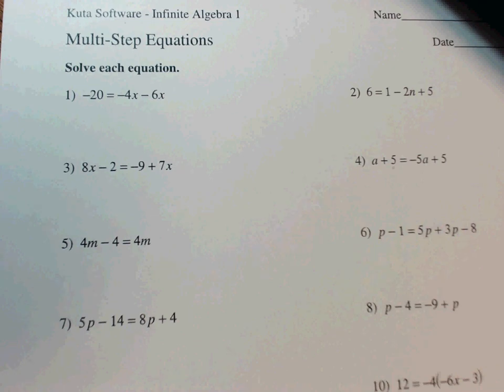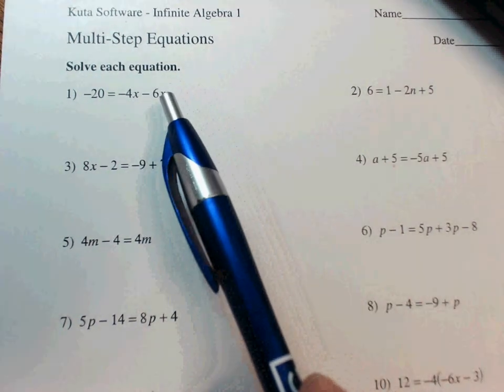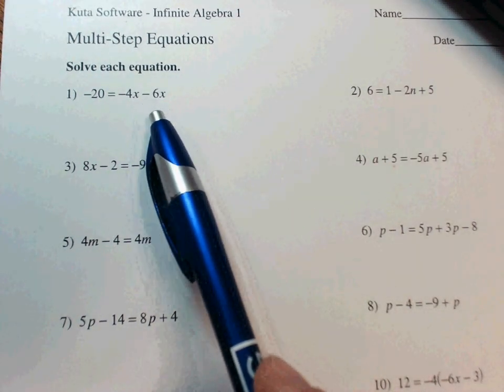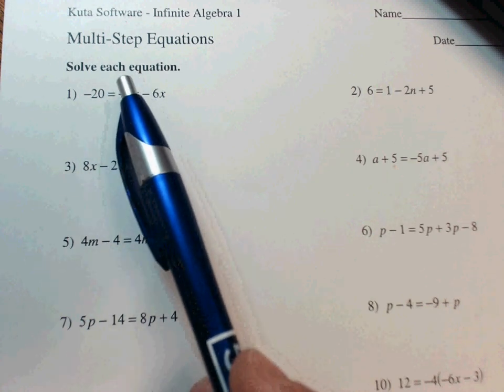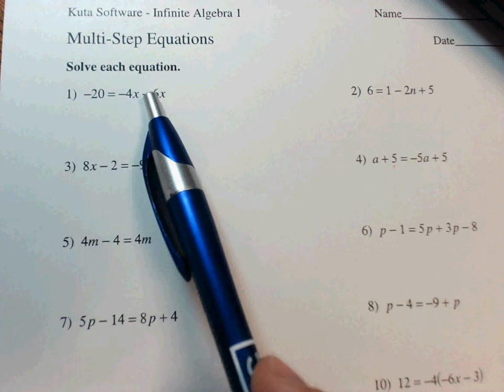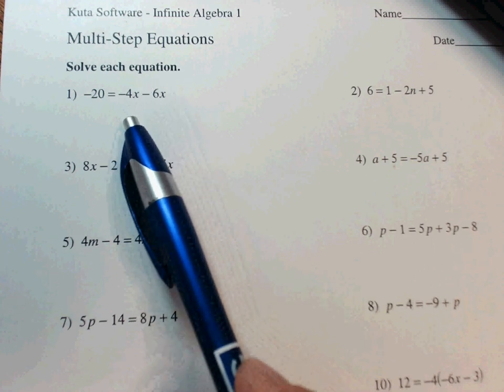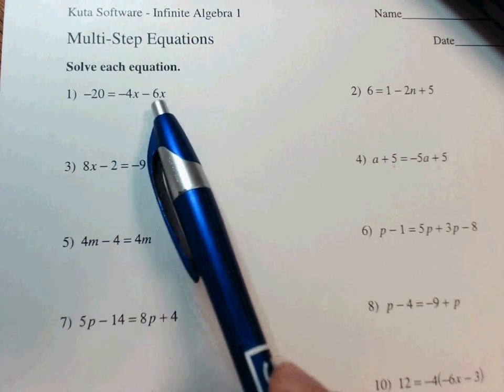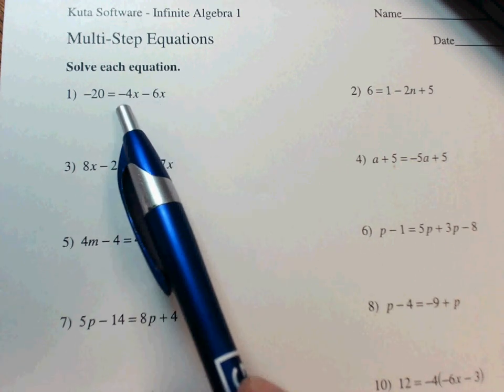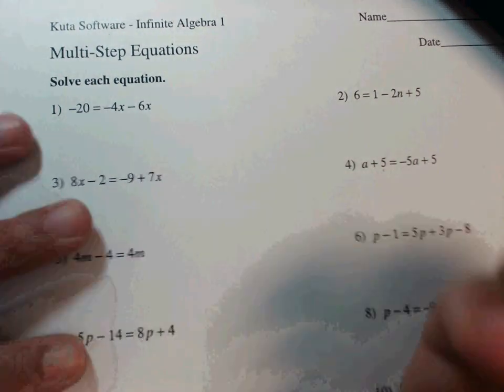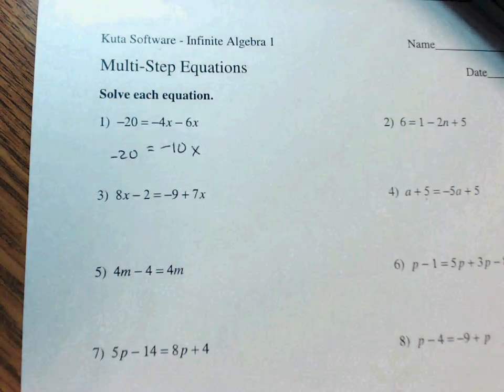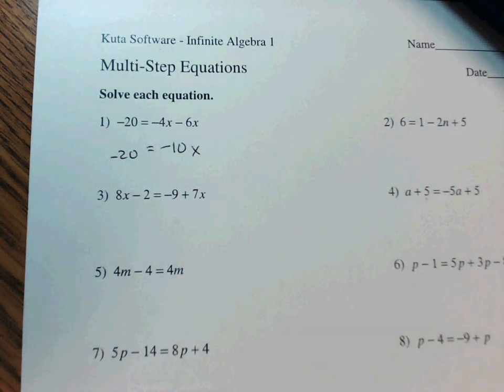So on number one, you can see here that we have two variables. If you have two variables that are the same, you can combine them together. So we've got a negative 4x and a negative 6x. If we're combining those on the same side, you're not going to change the sign, you're just going to add them together. So negative 4 and negative 6 added together is negative 10x equals negative 20, okay?